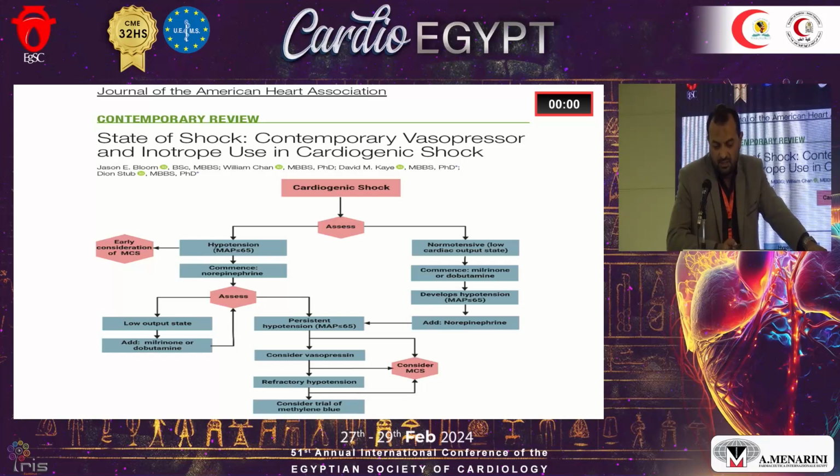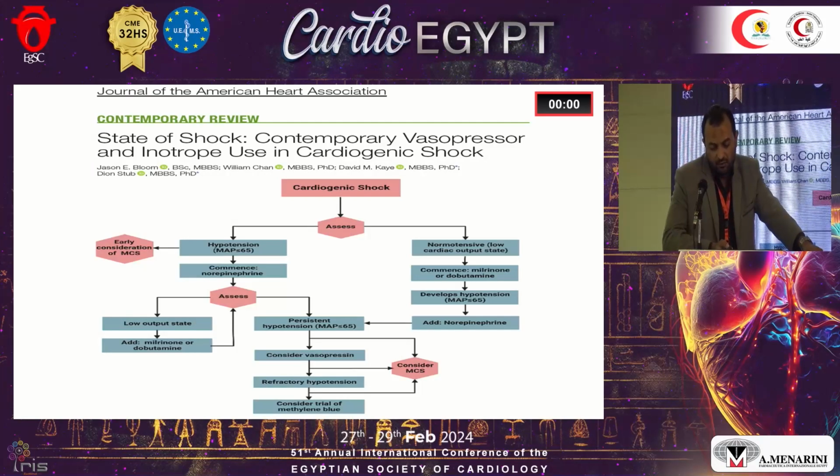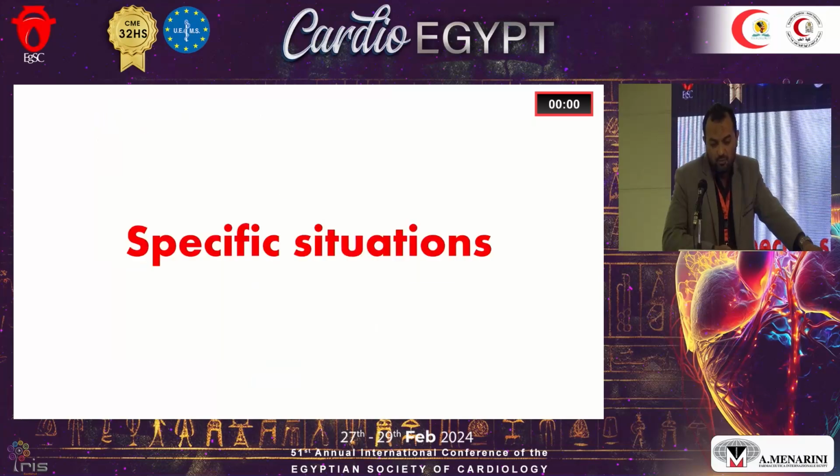The same as we say, assess cardiogenic shock. If the patient is normotensive, you can add dobutamine or milrinone. If hypotensive, start norepinephrine, and then you assess again. If the low output state is still there, you can add dobutamine or milrinone. If the patient is not responding, you can add vasopressin or even turn to methylene blue.